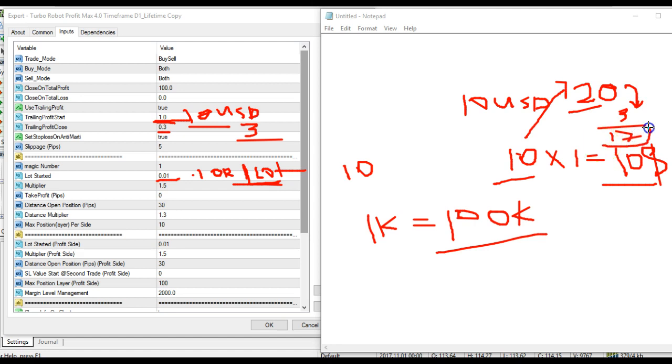So this is if your account is higher. If your account is not higher, if it's less, make sure you start with 0.01 and the trailing profit must be very small. I hope you understand this. I hope you get it. This is for profit trailing.